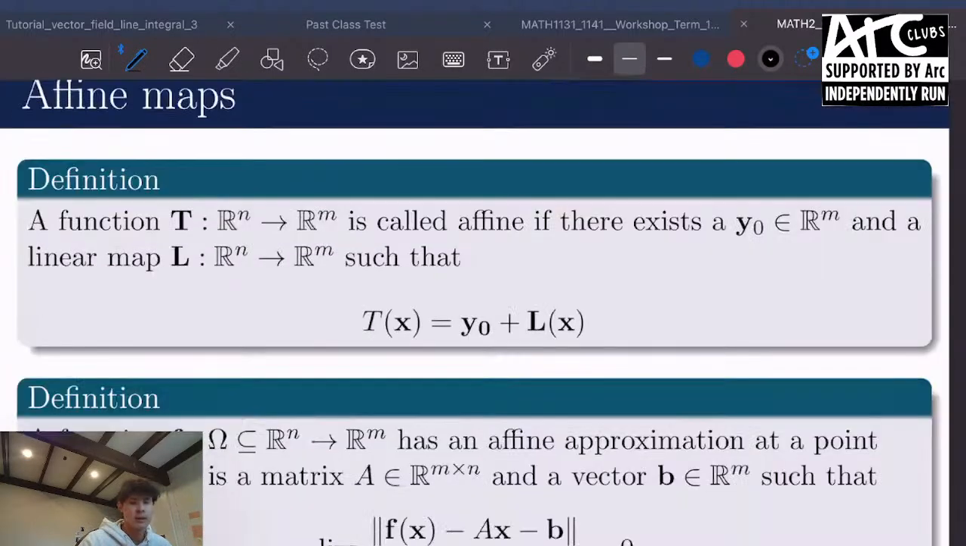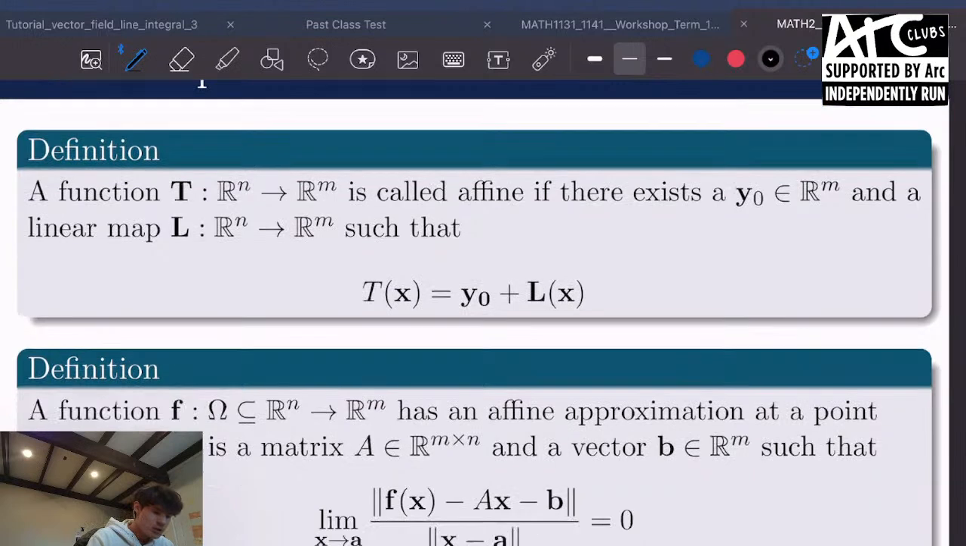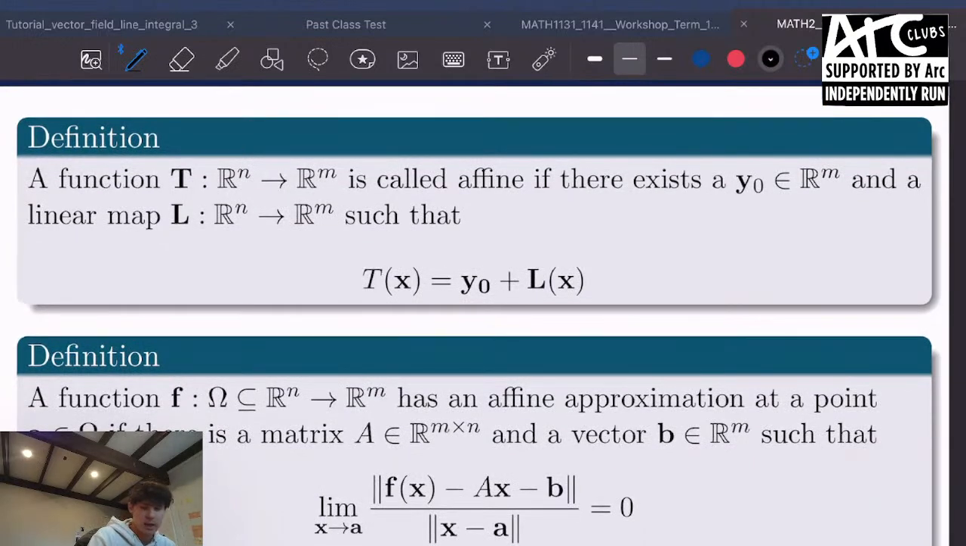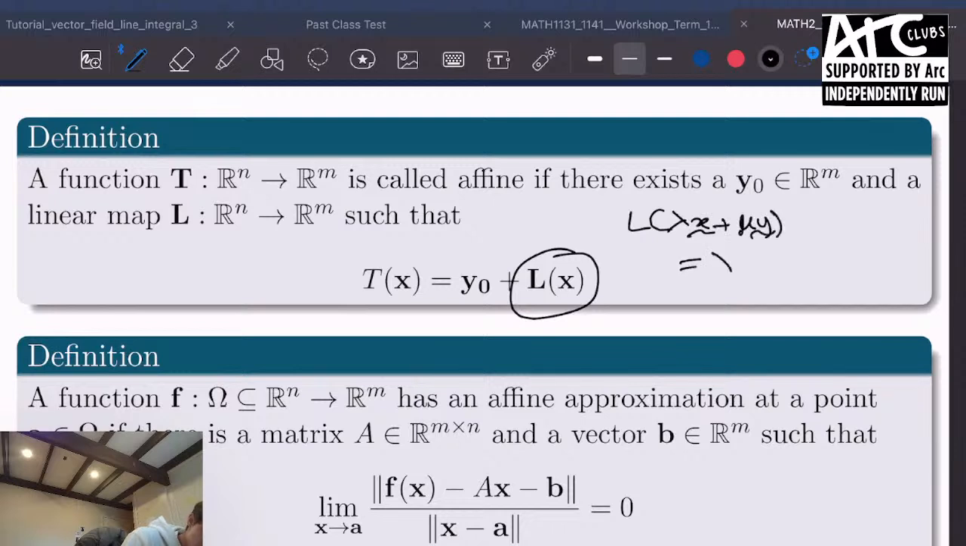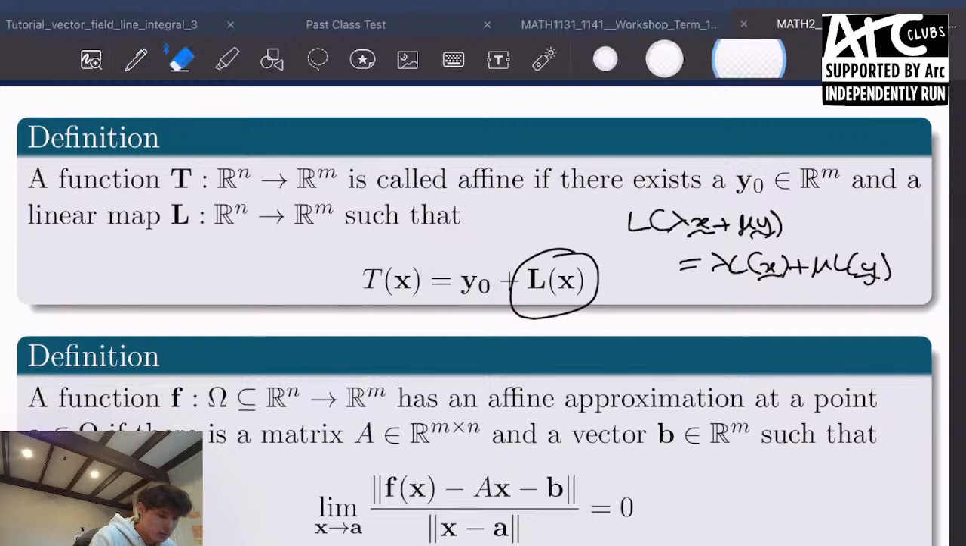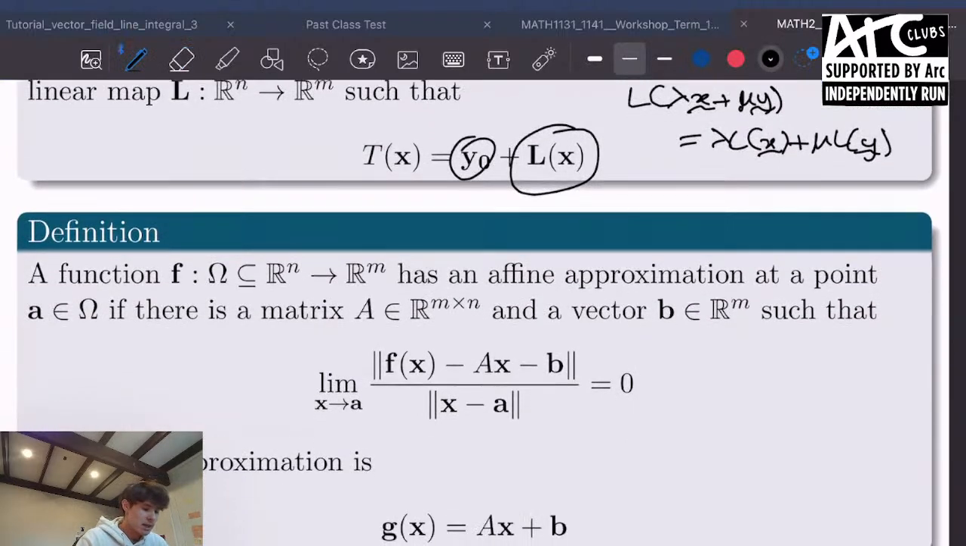But now we have to talk about what exactly is the derivative, and that brings us into a discussion about affine maps. So an affine map is just some function that consists of a linear component. So this is a linear map. Remember from first year that a linear map is one that preserves linear combinations. So this would be equal to lambda L of x plus mu L of y. Okay. Now we also add on top of that some point y naught.